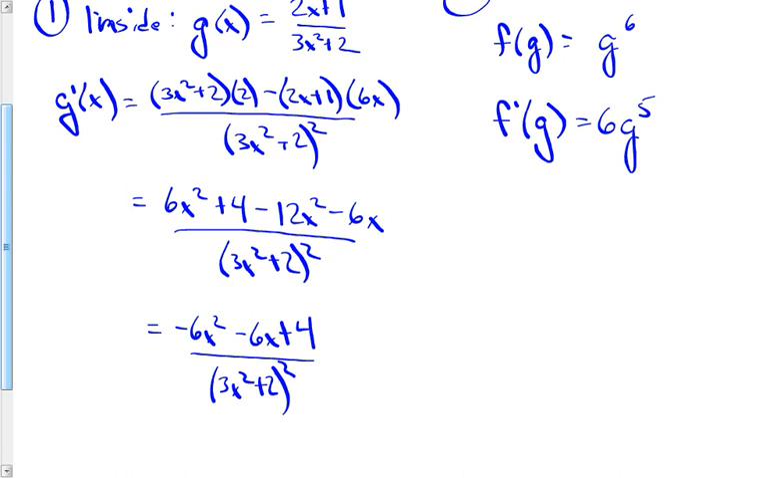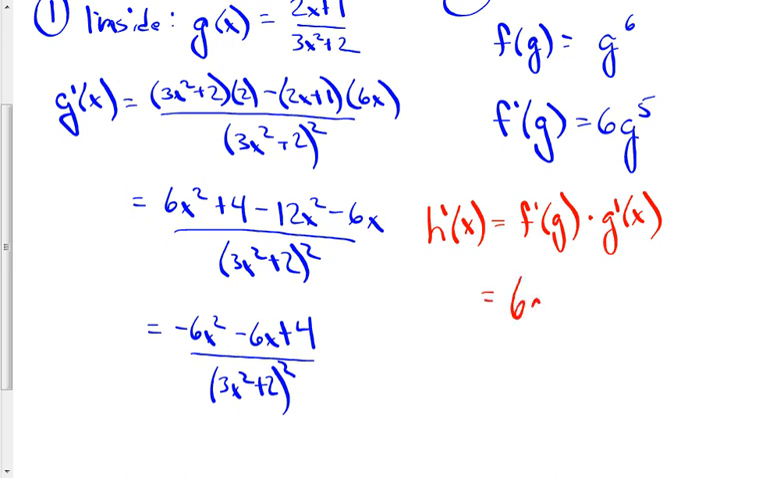Once we have those derivatives, we're going to put it all together. H prime of x is f prime of g times g prime of x. F prime of g is 6g to the 5th. G prime of x, the big nasty fraction, negative 6x squared minus 6x plus 4, all over 3x squared plus 2, all to the 2nd power.